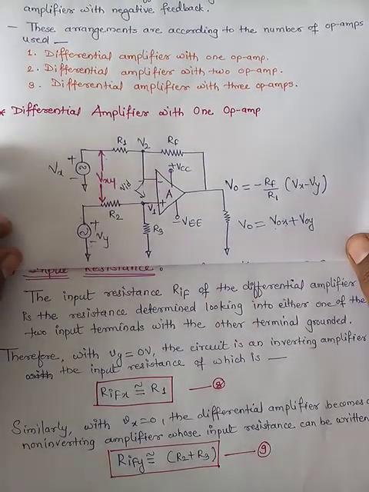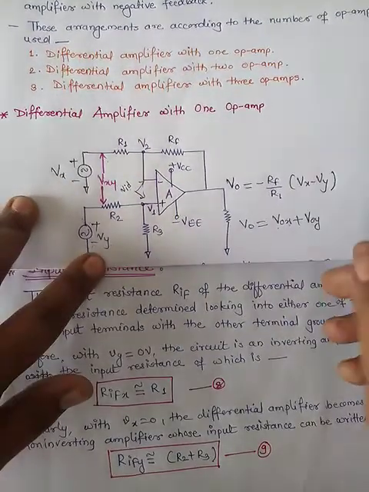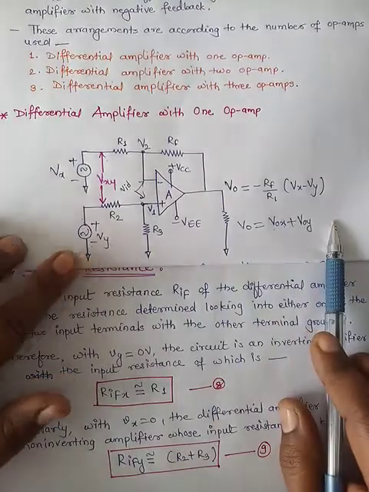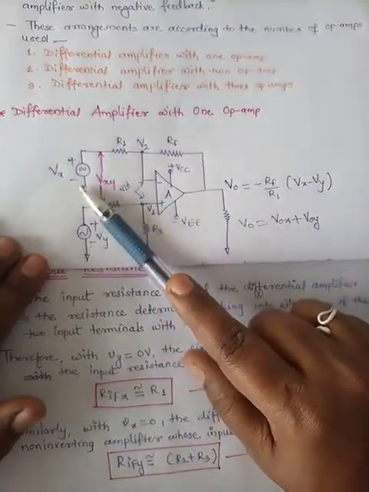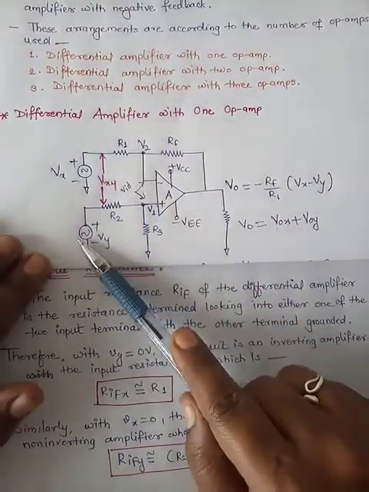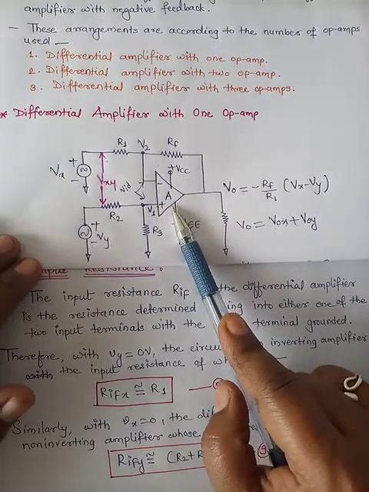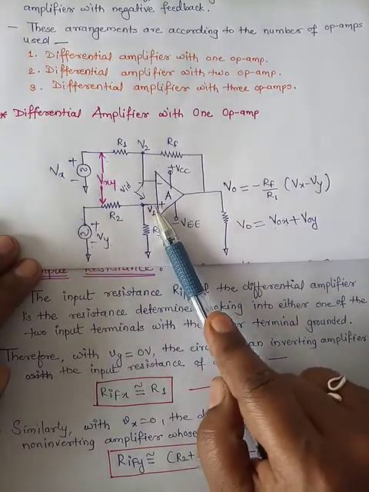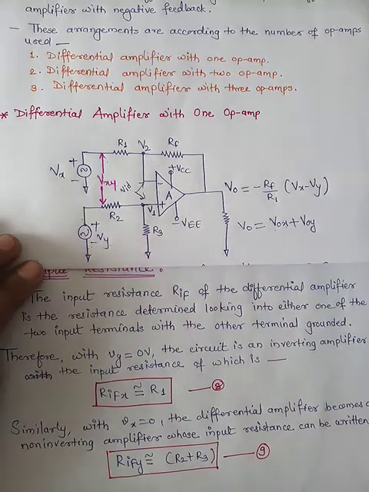So what is the circuitry here? See, this is the differential amplifier with one op amp, to which we have provided Vx as the input to the inverting and Vy as the input to the non-inverting input terminal. Now how can we define the input resistance?